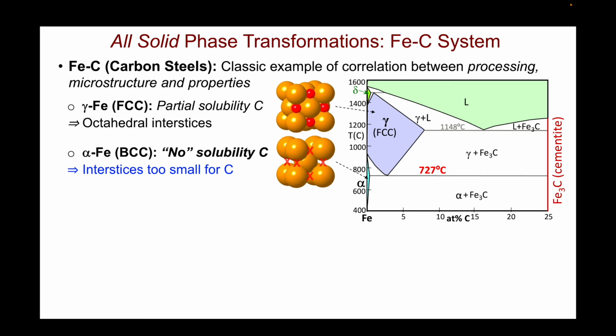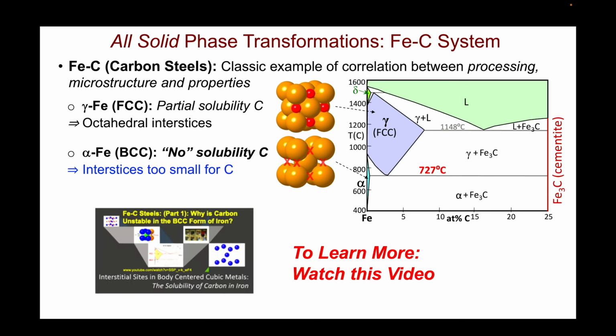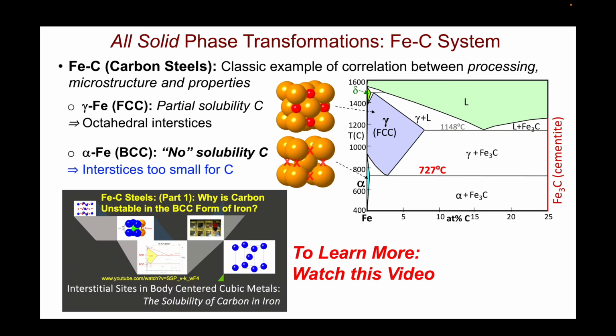However, at low temperatures, when iron transforms to a body-centered cubic structure, the alpha form, there is almost no solubility of carbon, as the interstices in that structure are too small for the carbon atoms. To learn more about why the solubility is so different in these two forms of iron, you can check out this video.